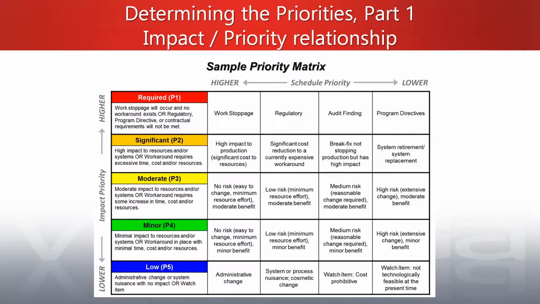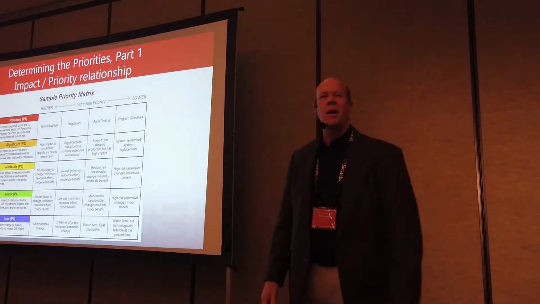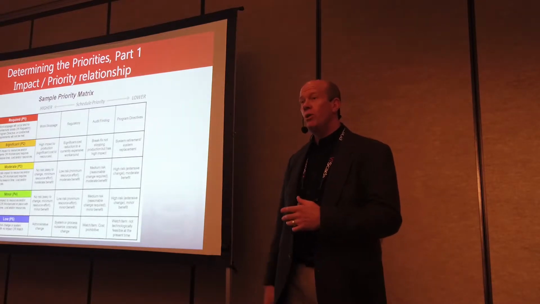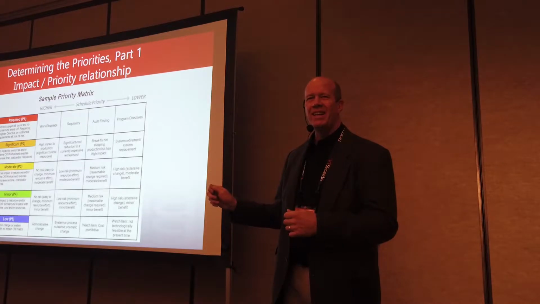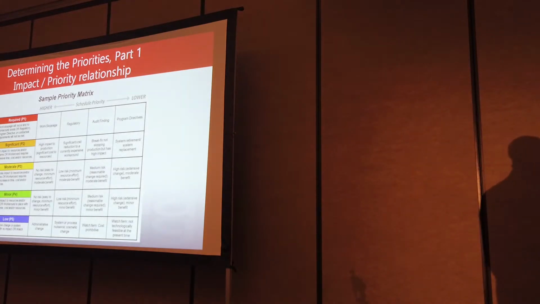And also looking at the next one over, it might be a regulatory or an audit finding. Again, I know it's small print there. Program directives. And you can find all this by looking at ISA 18.2, by the way. Those are real matrices you can pull off of there. But then you have the significant ones. What happens to production? Production in some worlds is different than the production in other worlds. All the way down to, hey, watch this item, not technologically feasible at this present time. Again, watch it, let's pay attention to it, maybe somewhere down the road. Maybe the next upgrade 2 years from now, make sure you have a note that you want to pay some attention to it. But that would be an impact and priority relationship.